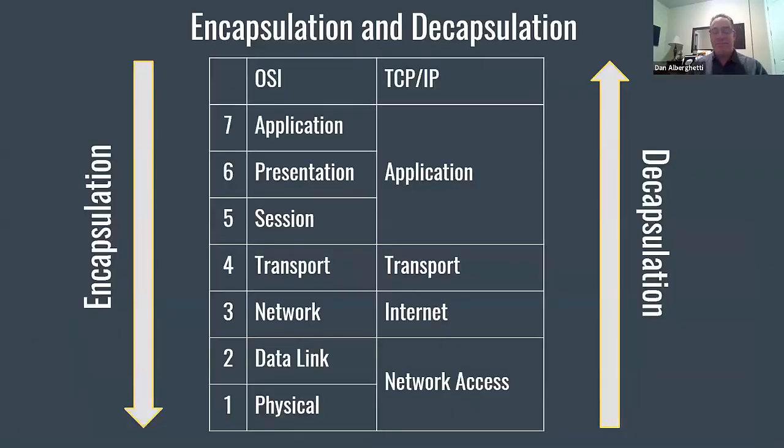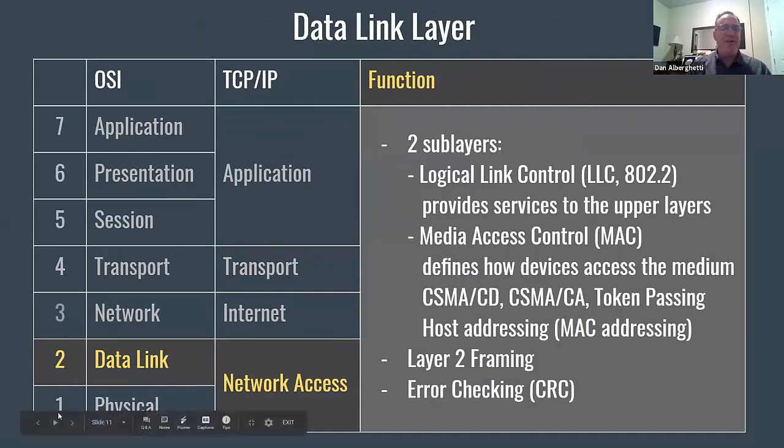I skipped talking about the physical layer because that's the layer of encoding ones and zeros on the wire with electricity, or with light pulses if it's fiber optic, or radio waves if it's wireless. So I'm not talking about layer 1, the physical layer.